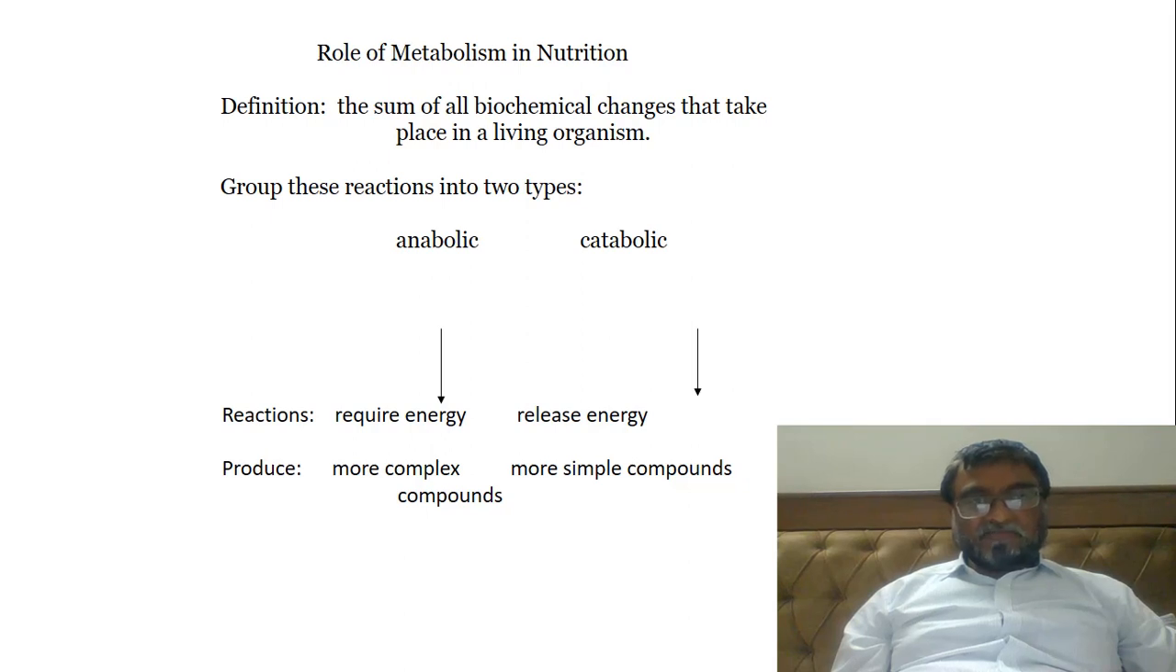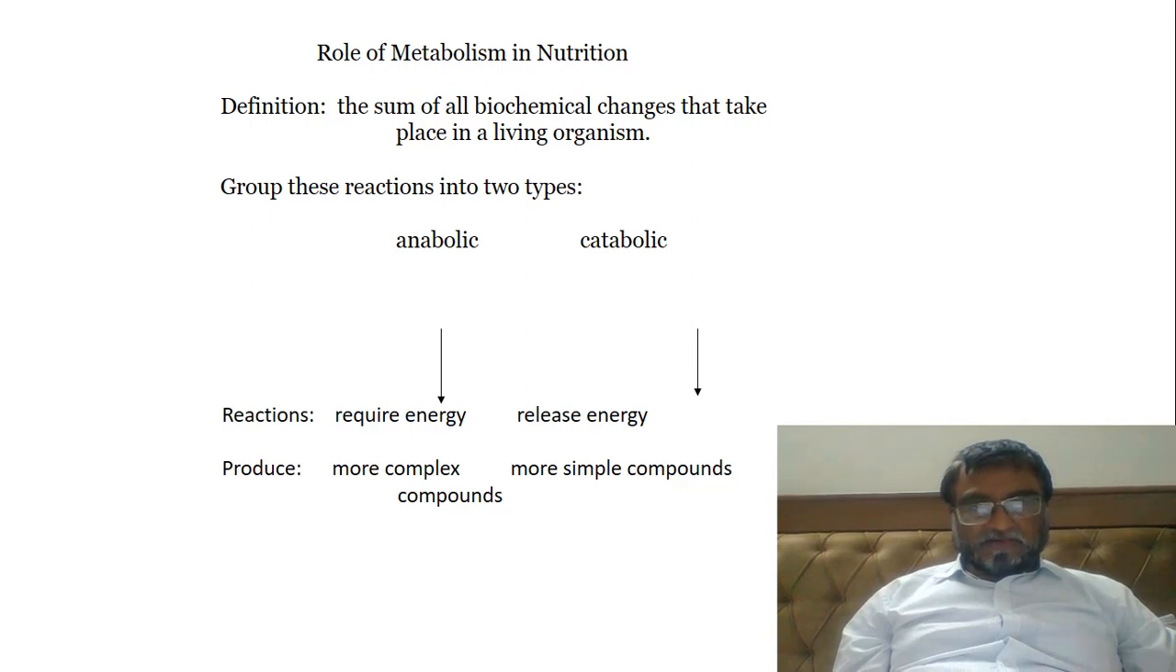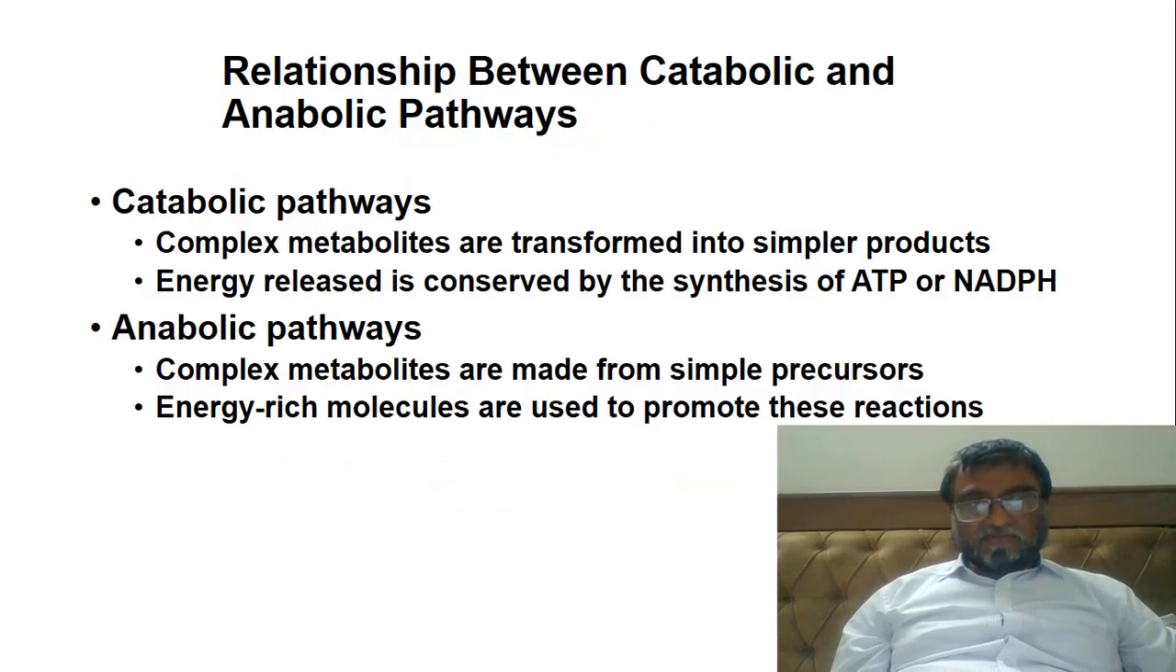Both of these processes, anabolic and catabolic, are active in the cells of all living organisms. So we are talking about human beings. These anabolic and catabolic processes are active at all times in human beings. Anabolic processes require energy, and catabolic processes release energy. On the other hand, anabolic processes produce more complex compounds, while catabolic processes convert complex substances into simpler substances.